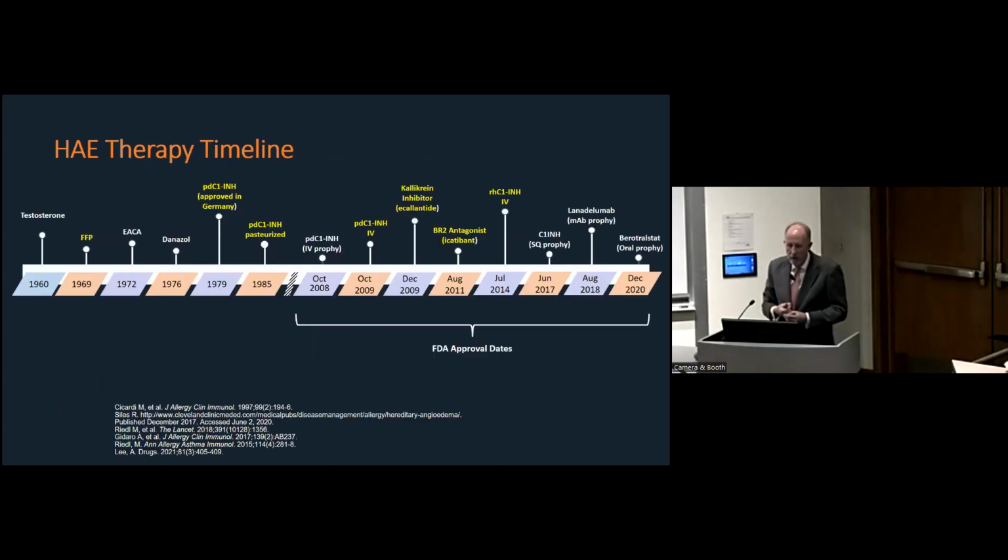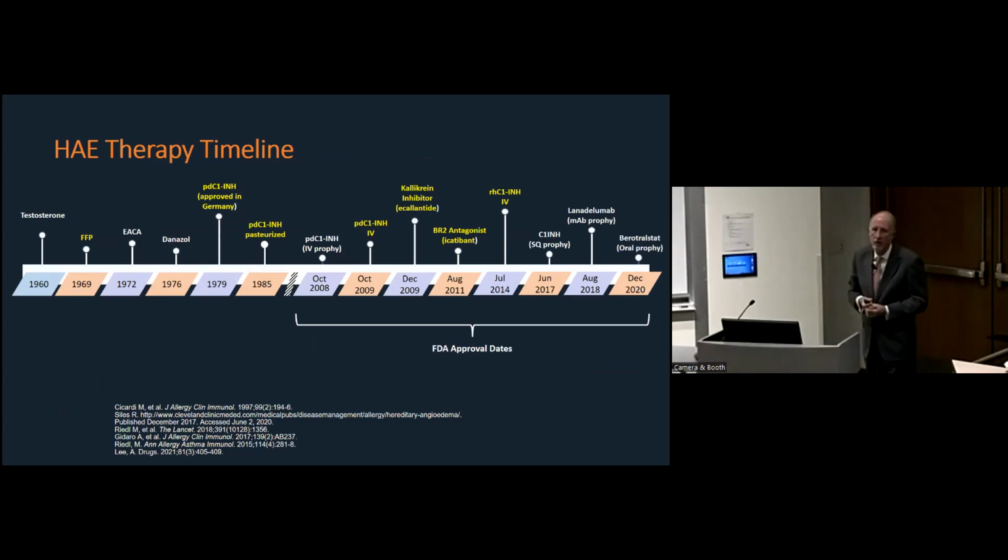So let's talk about treatment. There wasn't any until 1960-ish, when Dr. Land and Virginia Donaldson figured out that androgenic steroids somehow worked to make this disease better. Testosterone was the drug available at that time. The attenuated androgens weren't available. They also figured out that FFP, which contains C1 inhibitor, 1 unit of C1 inhibitor per cc of fresh frozen plasma, could also be given to these people and stop attacks.